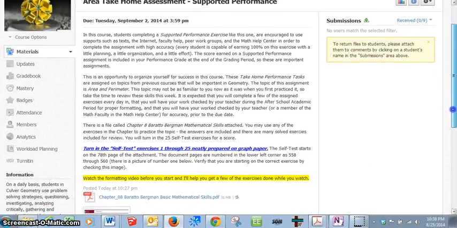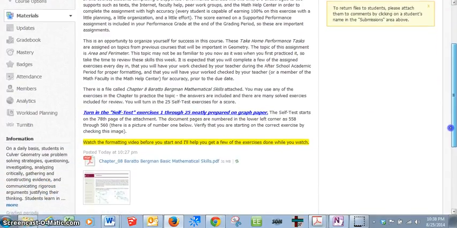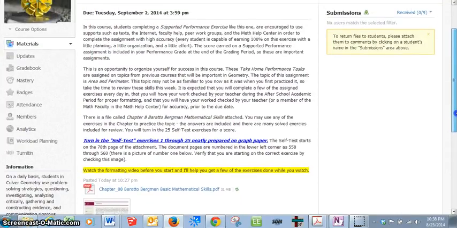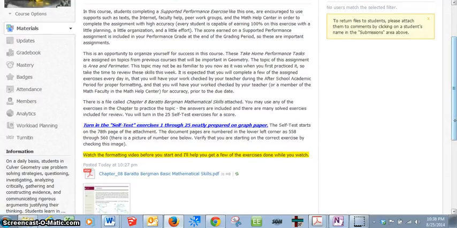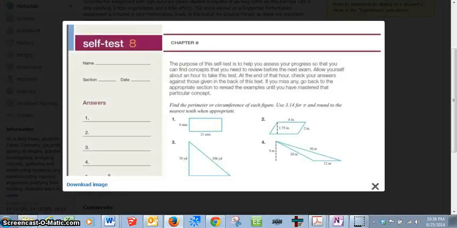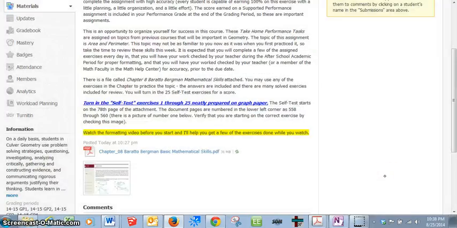You'll notice that there are some attachments on this Schoology page. You should read all of the words in the assignment. They're all important for explaining the expectations. You should open this file, this picture. It tells you what the exercises look like. We're asking you to complete the self-test 8 exercises, but they're on the 78th page of the document. There are a lot of exercises there for you to review, area and perimeter, if you are not remembering those skills.